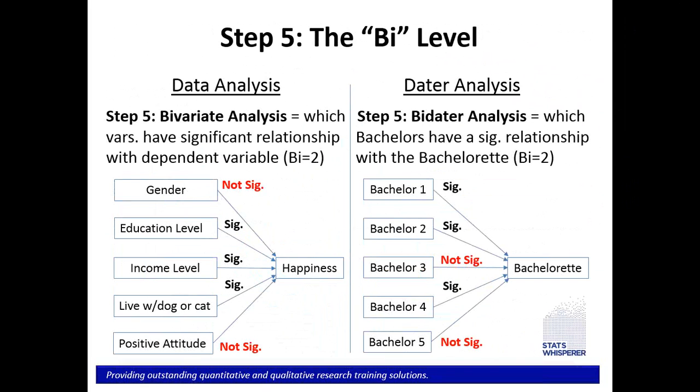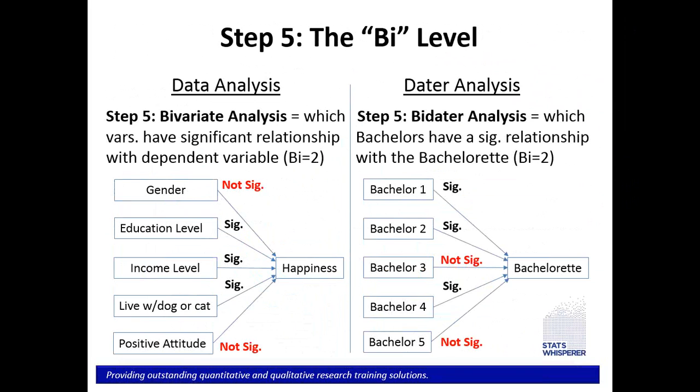Now in data analysis, this is very similar. So in bivariate analysis, we're determining which variables have a significant one-on-one relationship with a dependent variable, such as happiness, right? So you can see in the red text, gender and positive attitude did not have a significant relationship with happiness. So they're not taken forward to the next step of data analysis. Education level, income level, living with a dog and a cat do have a significant relationship with happiness, so they are taken to the next level.